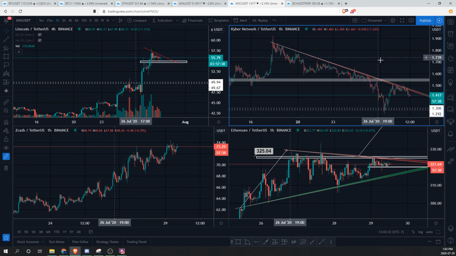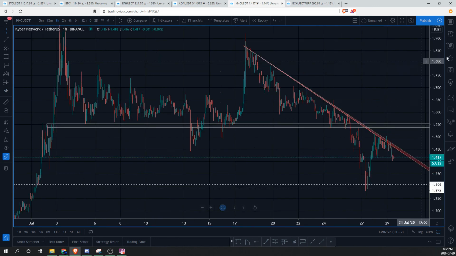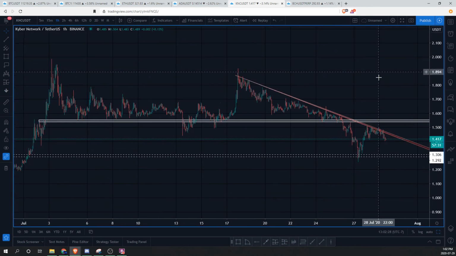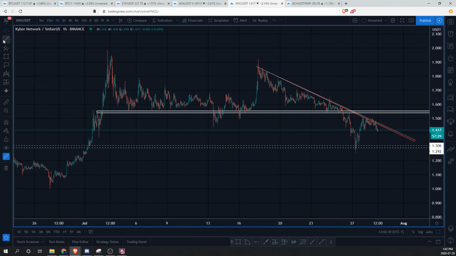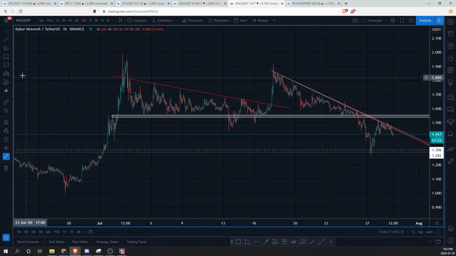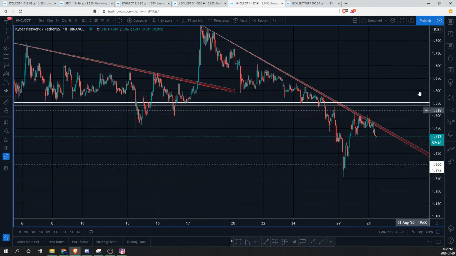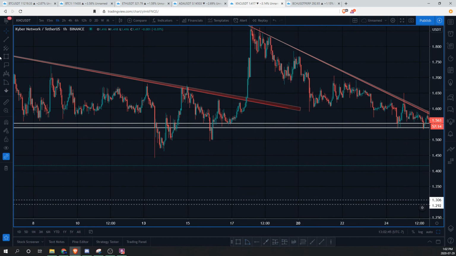Kyber Network is another one that we were keeping an eye on to some degree, but is not able to break this descending zone. But something to note, the fact that this is an extremely well-respected descending zone does give us a little bit more dependability when we are looking at inevitably longing it if it does actually break to the upside.